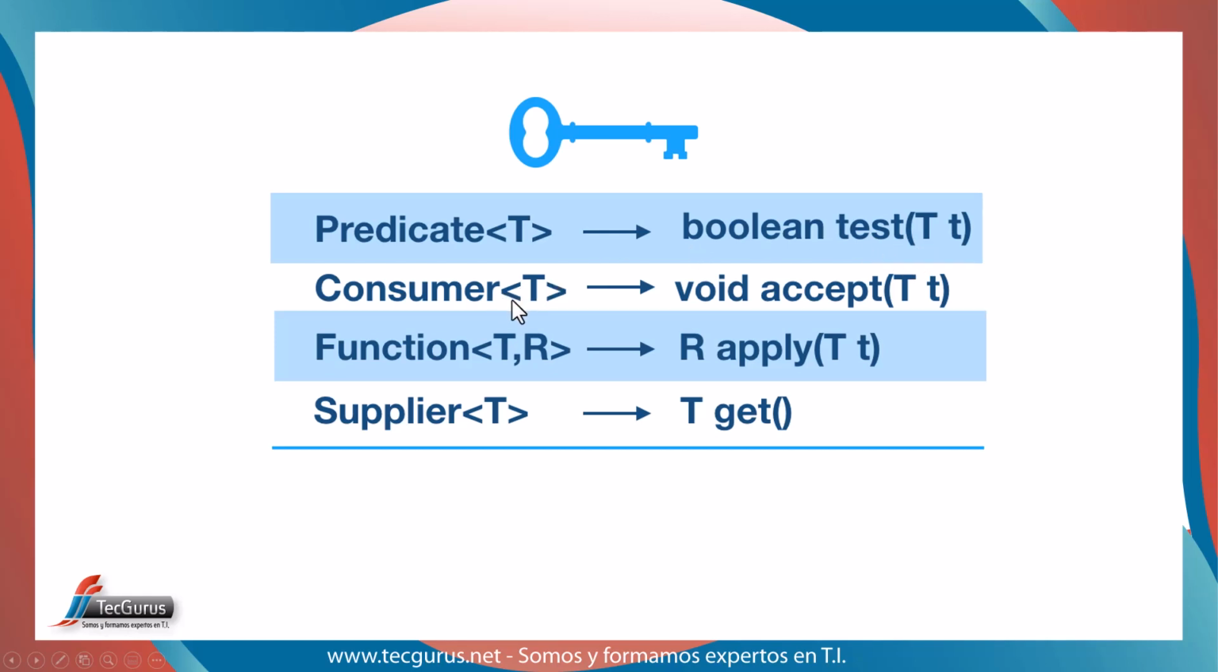A Consumer accepts parameters but gives nothing in return. For example, System.out.println would print but actually does not return anything. A Function receives a parameter and returns a result. A Function is characterized by its main method being called apply. Supplier returns items without receiving anything.